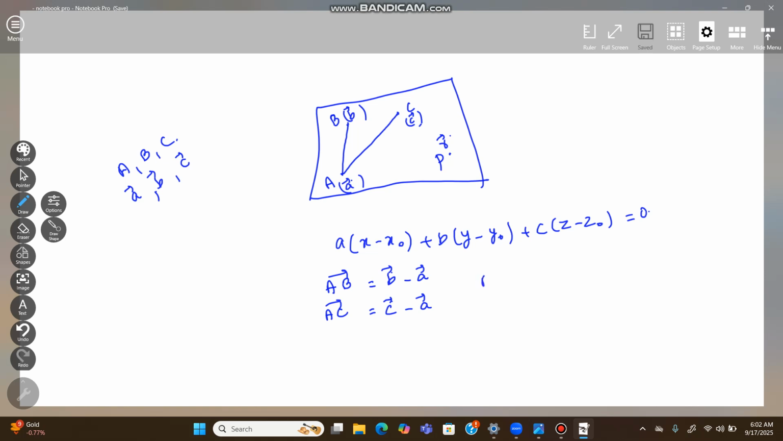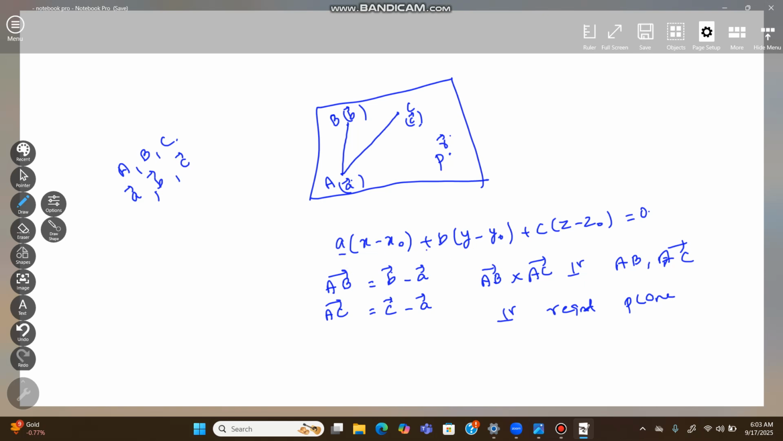Now, the student has to recollect that AB cross AC will be perpendicular to both AB as well as AC. So consequently, it will be perpendicular to the required plane. Therefore, I can find out the cross product of these two, and the components along the i, j, k directions can be taken as A, B, C.